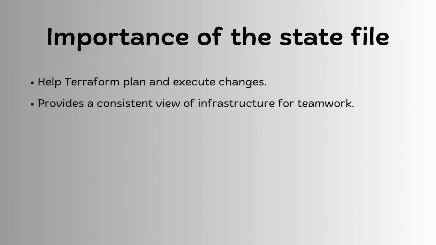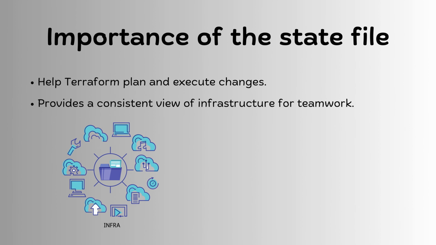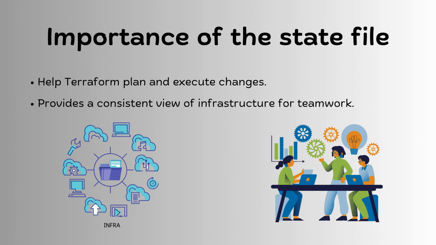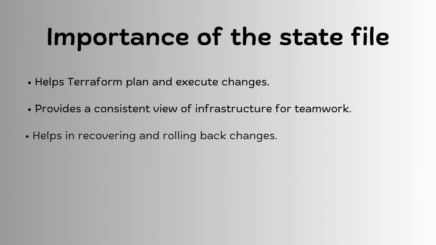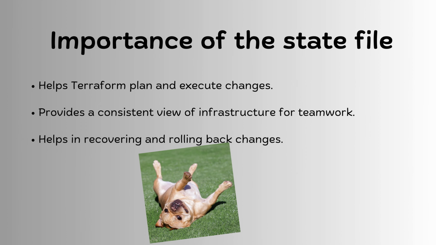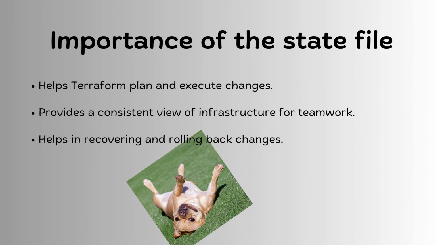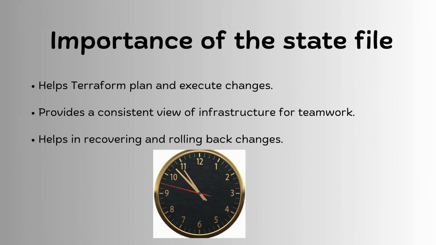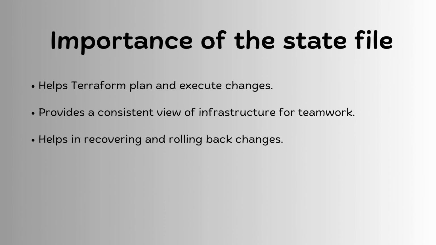The state file also provides a consistent view of your infrastructure for teams that are working together. Everyone on the team can see the same information about what resources exist and how they are configured. And additionally, the state file is crucial for recovering from mistakes. If something goes wrong or you need to roll back changes, the Terraform state file can be used to revert to its previous state and fix any issues.